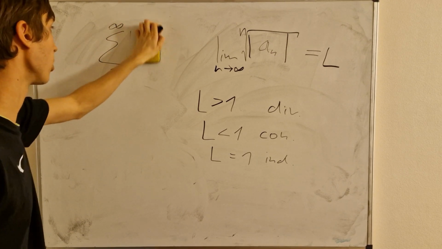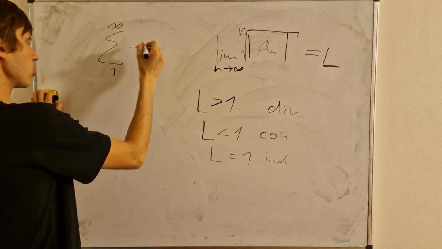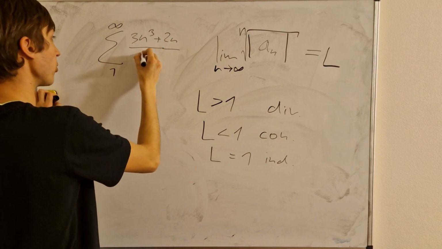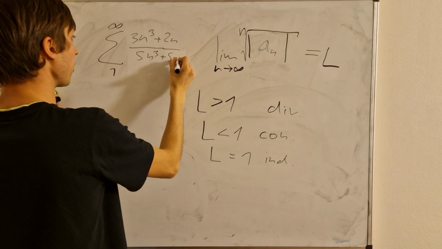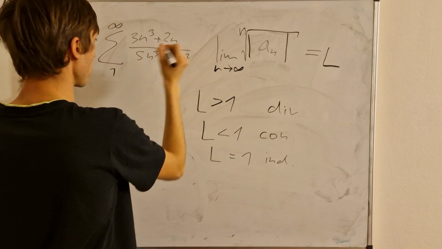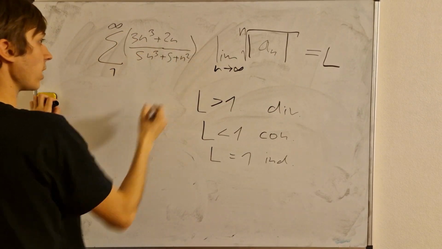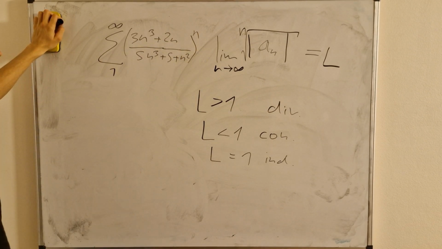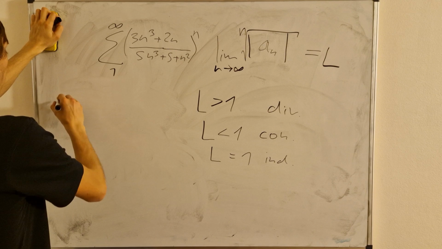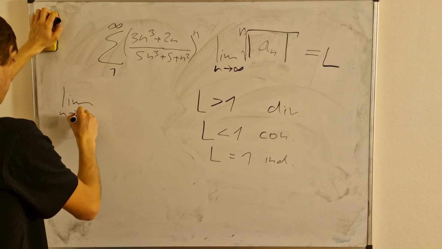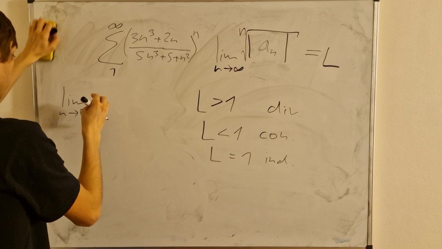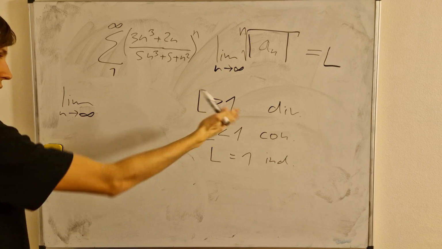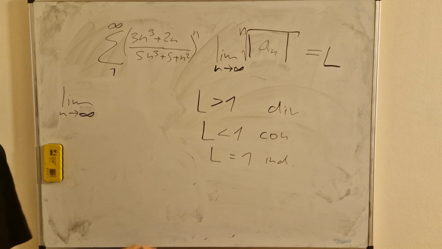Let's say we have some not very nice polynomial expression. So we can, for example, take 3n cubed plus 2n over 5n cubed plus 5 plus n squared. And now this is the whole argument, and it's all to the n. I want to see how that plays out. Well, we take the same limit. We want to see does it converge or does it diverge, depending on the value of the limit's evaluation.